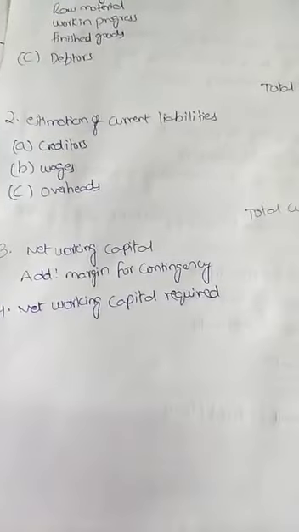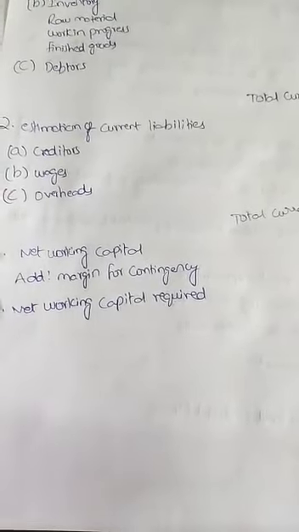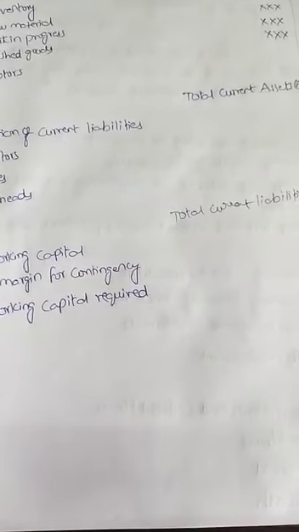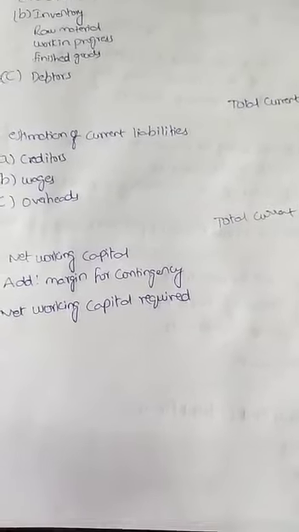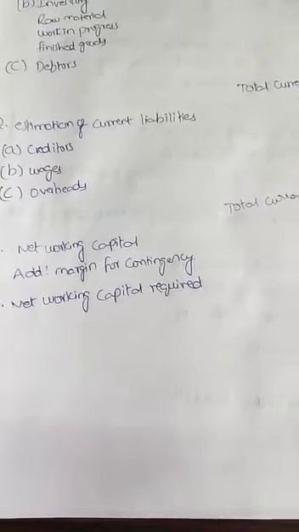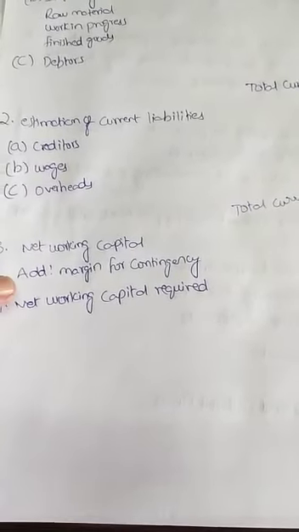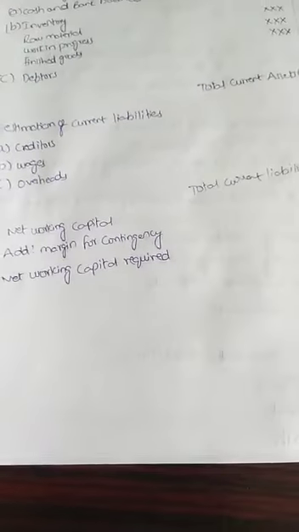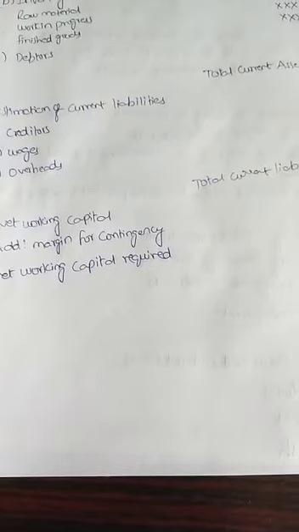And for this amount, you have to add the margin for contingency. The firm keeps some proportion for meeting any contingent expenditure. So, you have to add that margin for contingency to net working capital. Then you will get the net working capital required. This is the way how you calculate the working capital requirements of the firm.